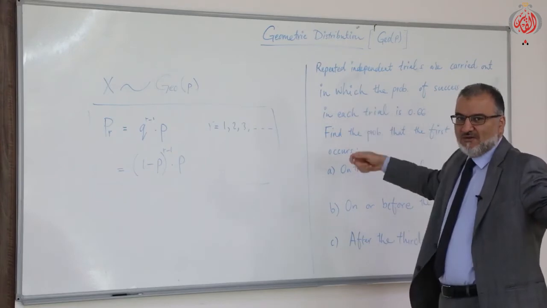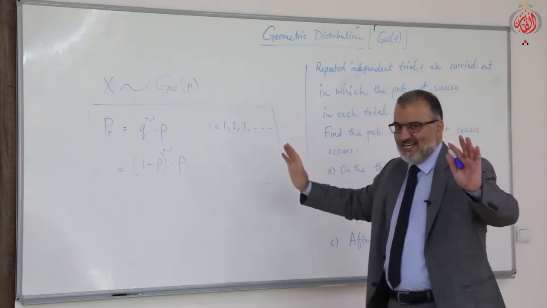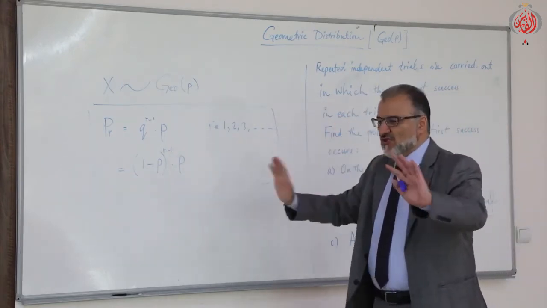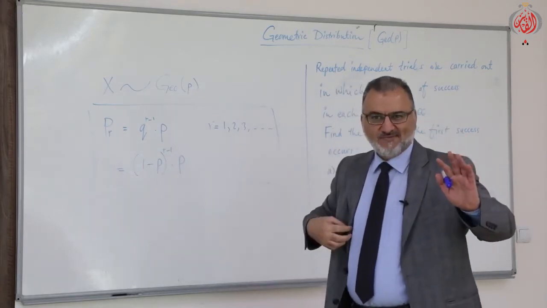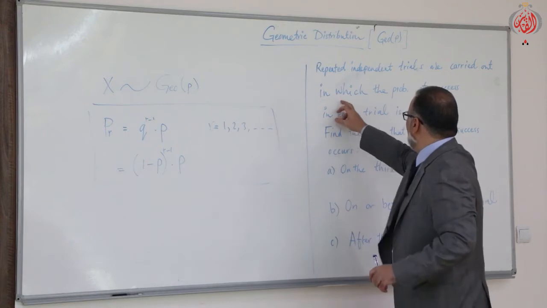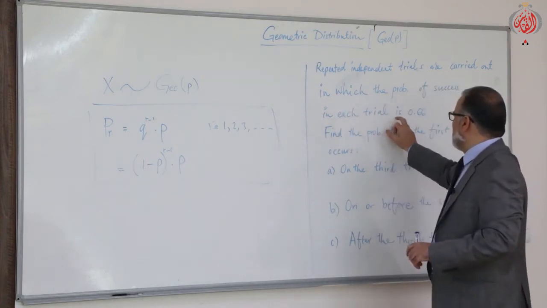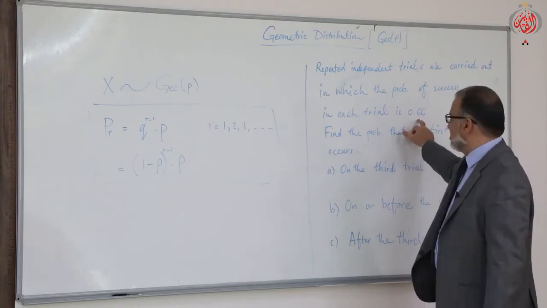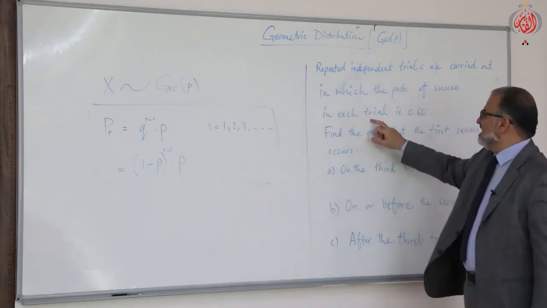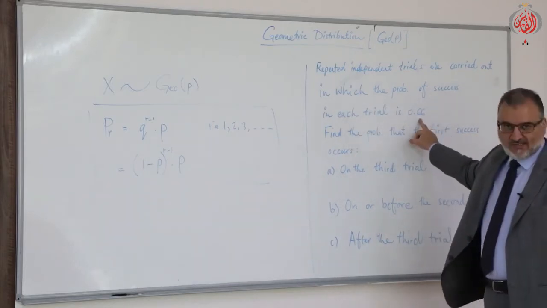Nothing is mentioned about the number of trials. So directly I can say that this experiment is not binomial. In which the probability of success in each trial is 0.66. What is this? The probability of success in each trial is 0.66.